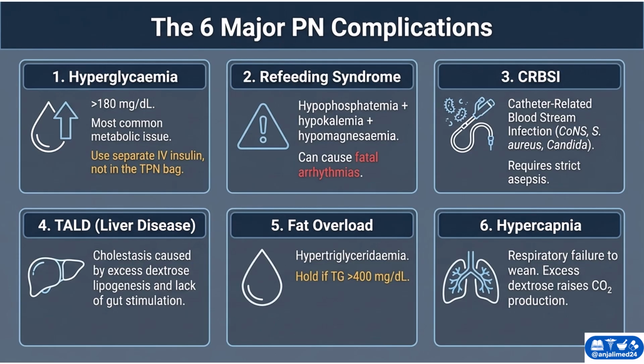Finally, hypercapnia can occur when excessive carbohydrate intake increases carbon dioxide production. This is especially important in mechanically ventilated patients where excess CO2 can make weaning from the ventilator more difficult.